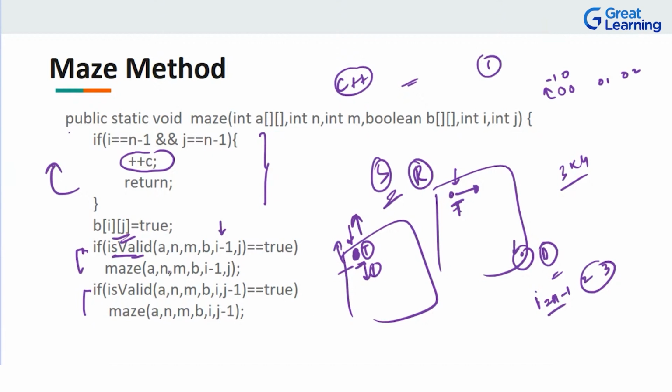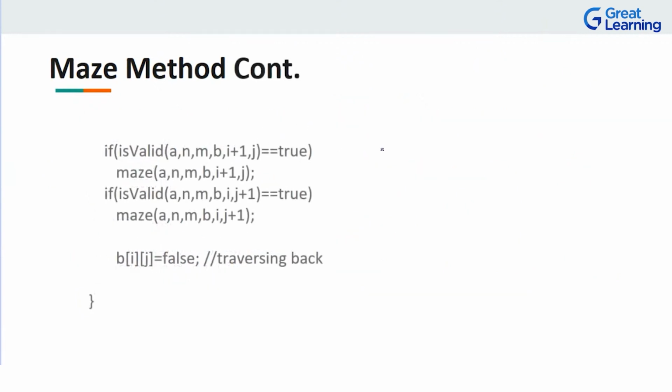Now again, is there a rightwards path? Can we move from this position to this position? Let's suppose this was a 0. So yes, we can. That is why we have 0 and 0, and this is 0 and 1. So this is a plus i, which means we are traversing downwards. Now if this is the path, that means this is j plus 1, that means this is a 0,1 path.